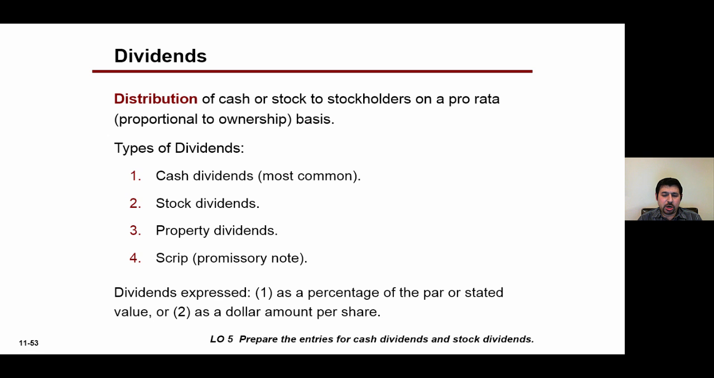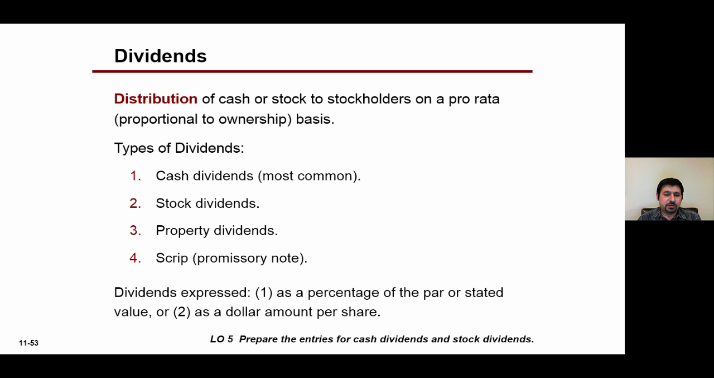Now, dividends are the part of the net income that the company decides to give back or distribute to its shareholders, and the distribution of dividends depends on each shareholder's ownership of the company. So, for example, if you own 10% of the company's outstanding stock, you will have the right to 10% of the distributed dividends.